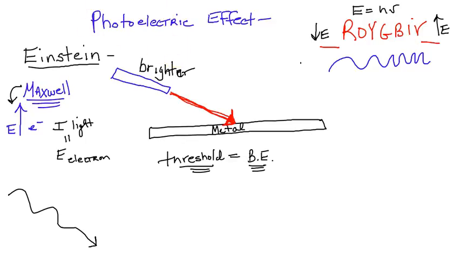So Einstein said, of course, the energy is going to travel in packets. So making it brighter doesn't work because the individual packets of the light do not have enough energy individually to eject the electrons. And let me explain that.